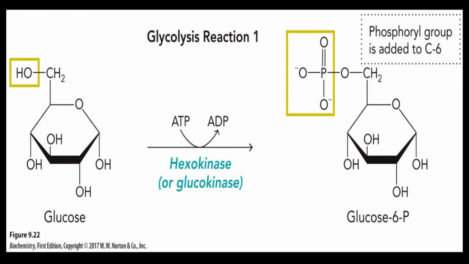Hexokinase is the primary regulatory step in glycolysis. High concentrations of its product, glucose-6-phosphate, inhibit the activity of this enzyme because its product is not being used up, which signals to the cell that glucose no longer needs to be broken down.